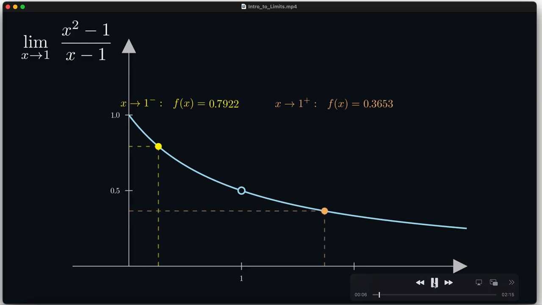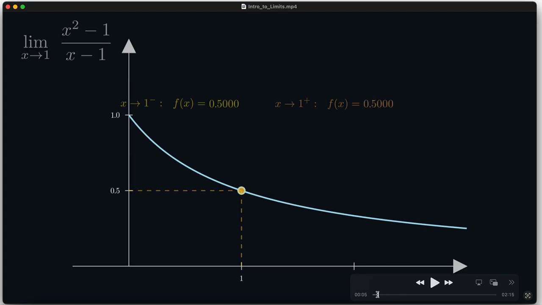If I play the animation, you notice that the y value, look up here, for both going from the left and from the right is approaching 0.5. There it is, it's converging towards 0.5. Let me play that again. Here it is. So the idea of a limit is exactly this: as x approaches 1 from either side, does the function approach the same value? In this case, it does. Both approach 0.5, and that's what a limit is. We say that the limit as x approaches 1 of this function is 0.5.